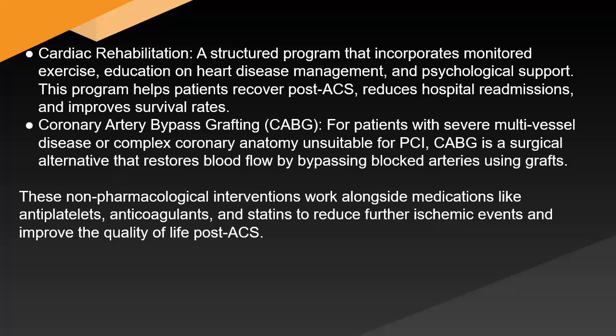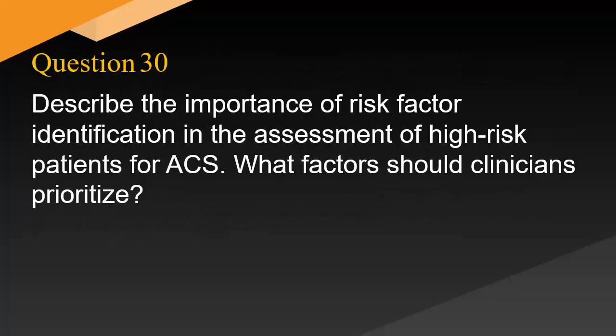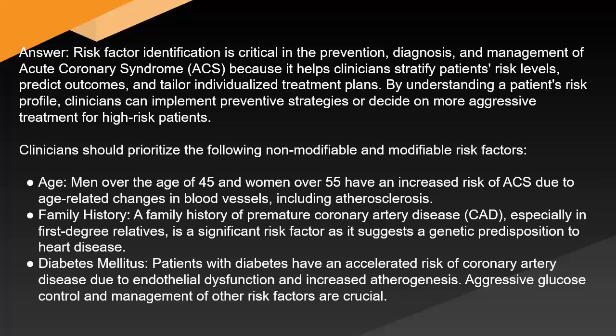of life post-ACS. Describe the importance of risk factor identification in the assessment of high-risk patients for ACS. What factors should clinicians prioritize? Answer: risk factor identification is critical in the prevention, diagnosis, and management of acute coronary syndrome (ACS) because it helps clinicians stratify patients' risk levels, predict outcomes, and tailor individualized treatment plans. By understanding a patient's risk profile, clinicians can implement preventive strategies or decide on more aggressive treatment for high-risk patients. Clinicians should prioritize the following non-modifiable and modifiable risk factors.